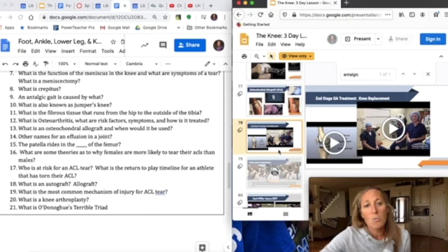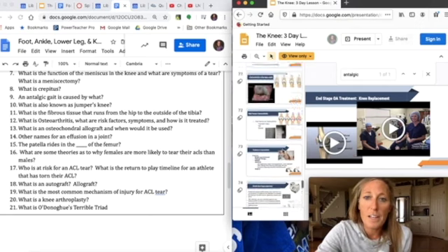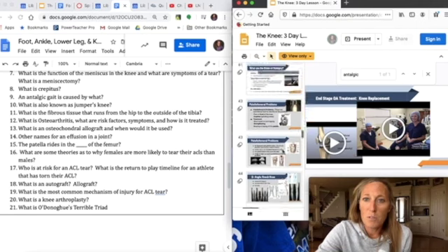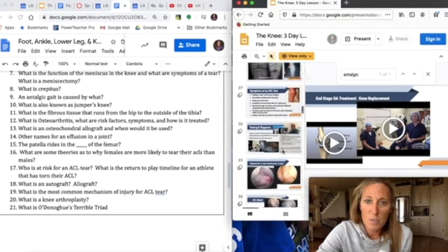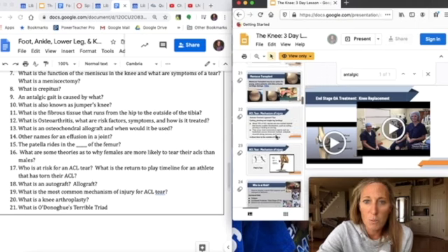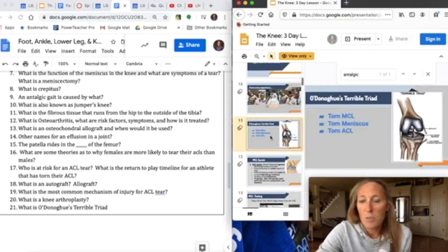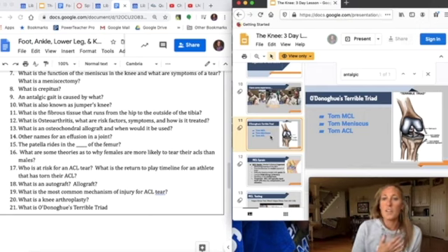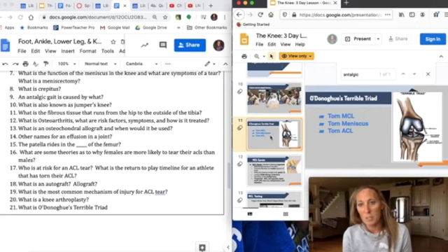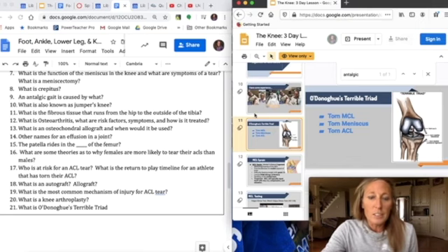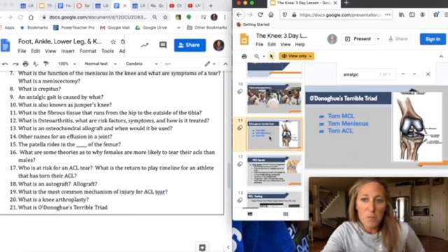Last question, what is O'Donoghue's terrible triad? I'll scroll back up to the top because that was the first thing we talked about when we started injuries. I shared a lot of my experience with the O'Donoghue's terrible triad: the torn MCL, the torn meniscus, and the torn ACL. All right, so that is my review of the knee notes.